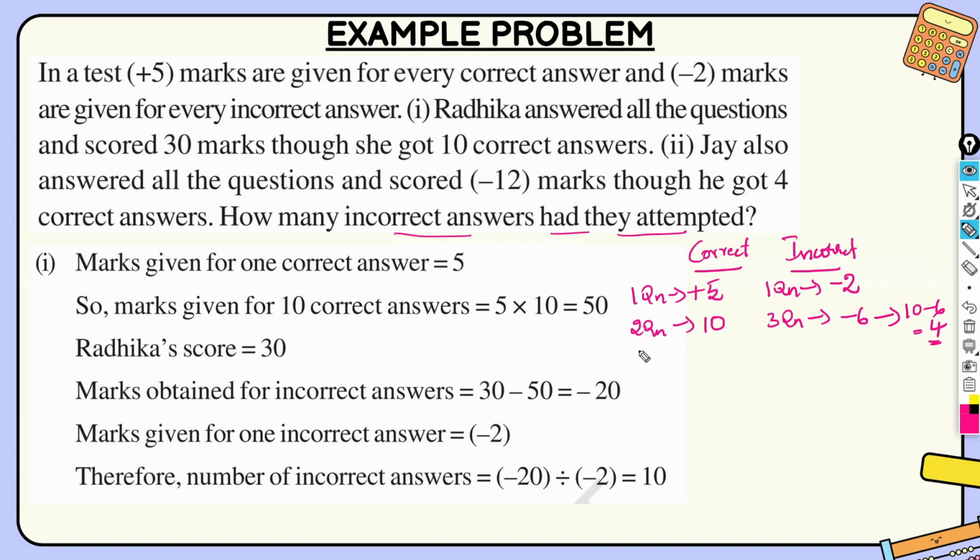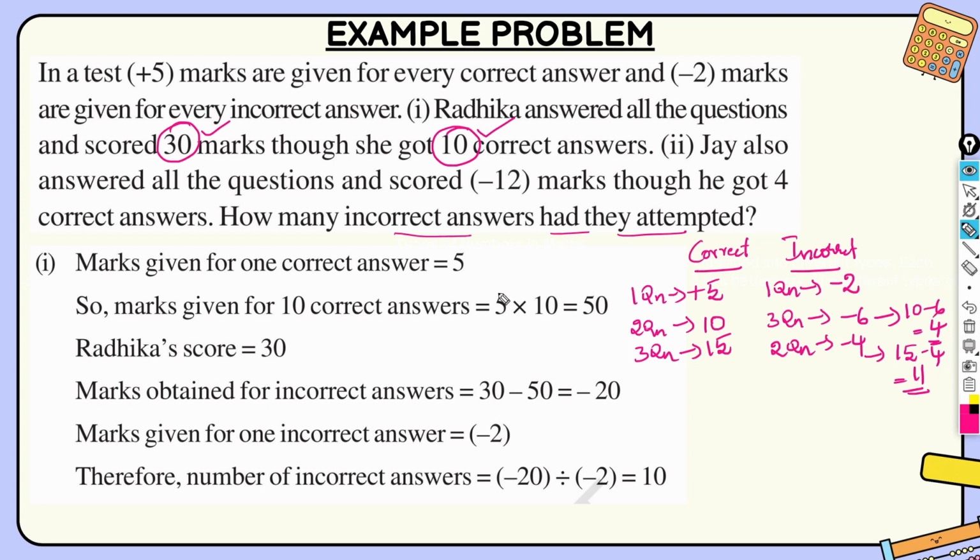Similarly, if they attempt 3 correct questions, 3 fives are 15, and 2 wrong questions, 2 into minus 2 is minus 4. So the net score is 15 minus 4, that is equal to 11. Radhika answered all the questions and scored 30 marks, though she got 10 correct answers. So out of all the questions, she could score only 10 correct answers. The rest are all wrong answers, that is incorrect answers. And finally, she got 30 marks.